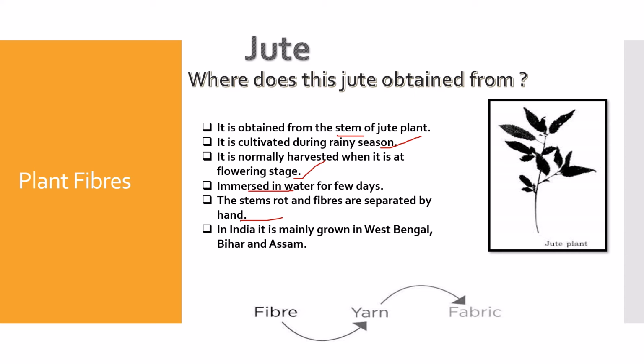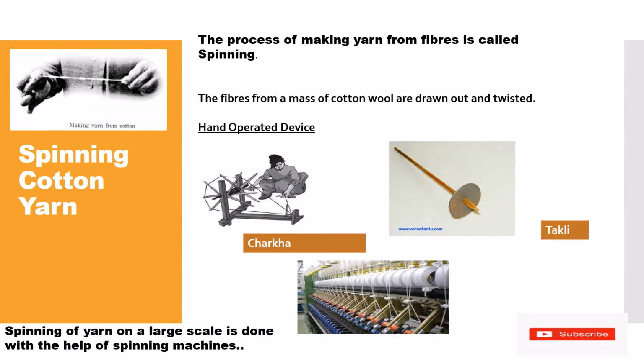So you can find it on the map of India, that it is mainly grown in West Bengal, Bihar and Assam. So let's summarize up to this: fiber, then we will study yarn, and then we will study fabric. Finally, we make yarn from the fibers, and the process of making yarn from fibers is called spinning.